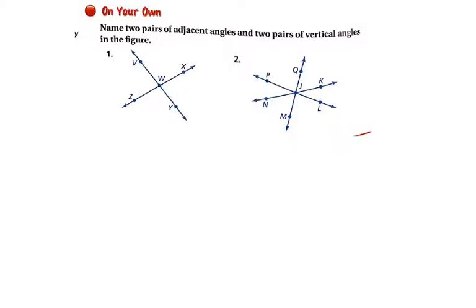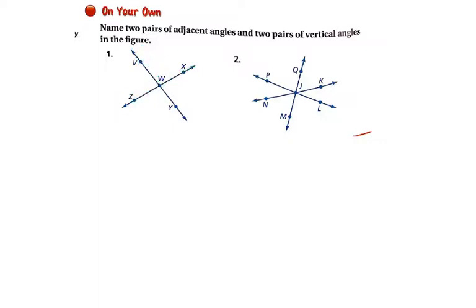So now it's our turn. They want us to take a look here. They want 2 pairs of adjacent angles and 2 pairs of vertical angles. Okay, so let's look at number 1 here. 2 pairs of adjacent angles. Well, remember, adjacent angles share a common side and vertex. So here's a vertex, right? This is a common side. So this angle and this one would be adjacent.